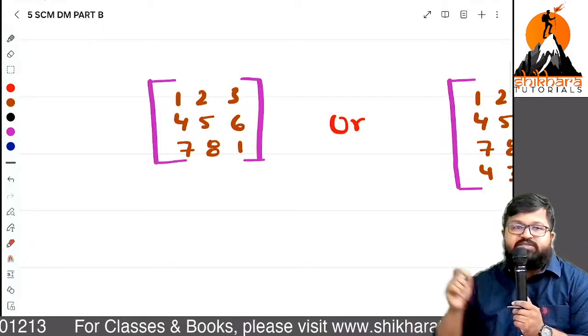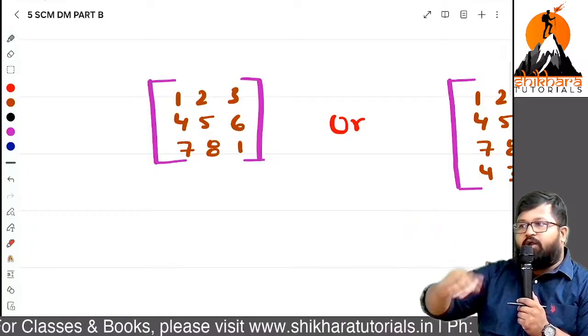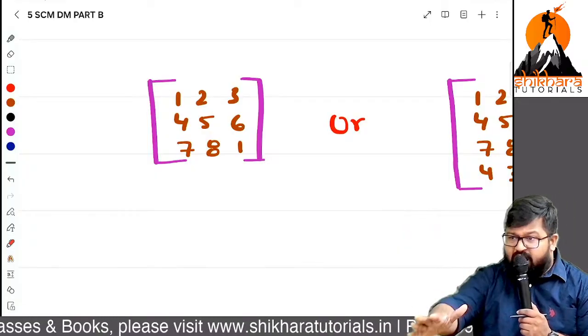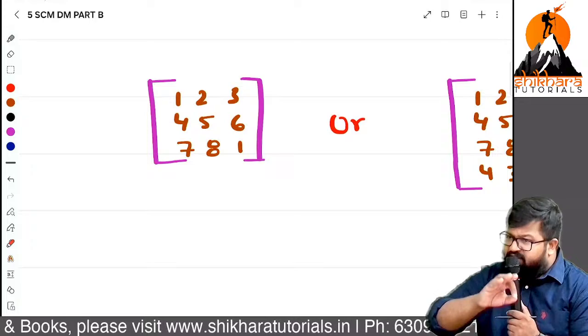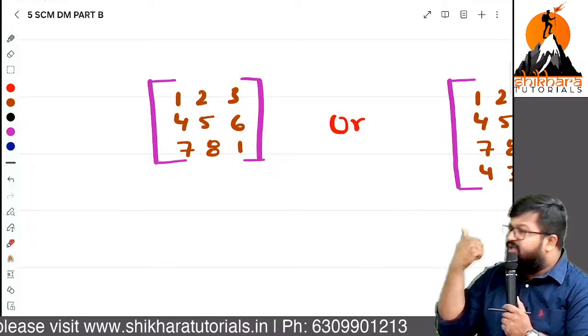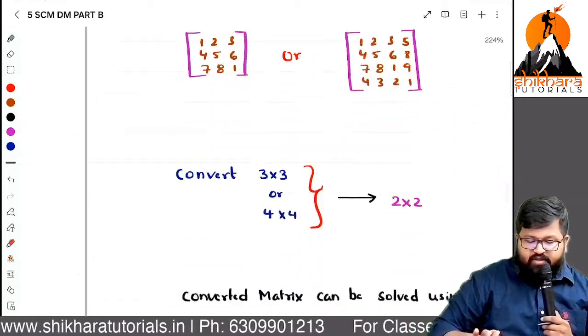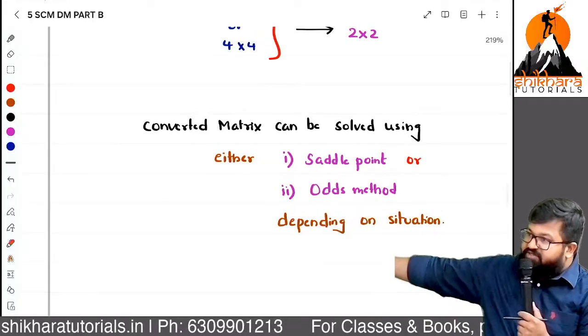So if he's asking specifically for the dominance rule, you cut it, and then you go with saddle or odds. If it is not asked and straight away he's asking, find the value of the game, go with the saddle point method. That will be easy and save time. If it is clear, that is the point mentioned there.